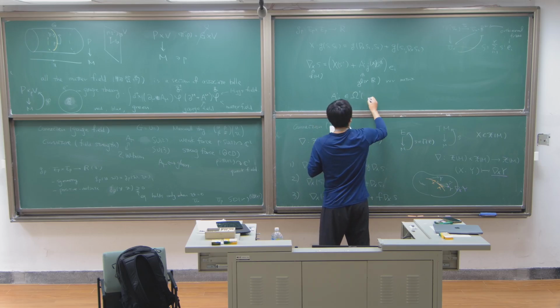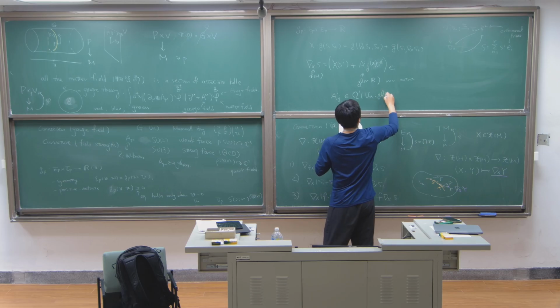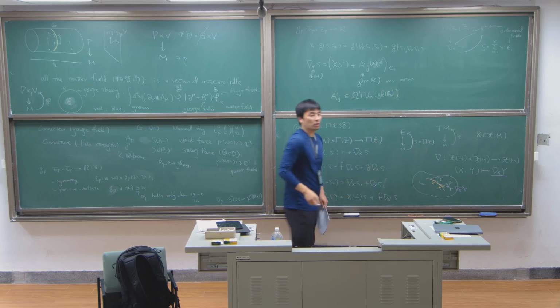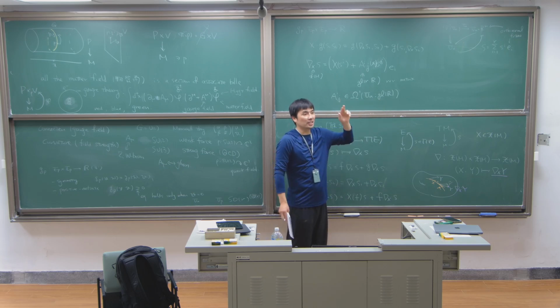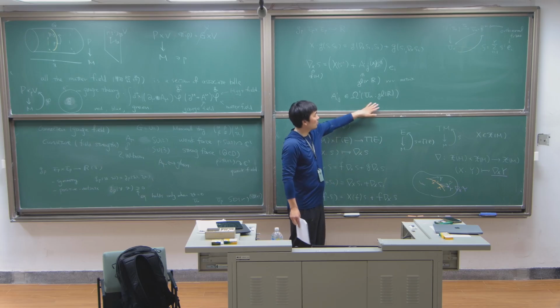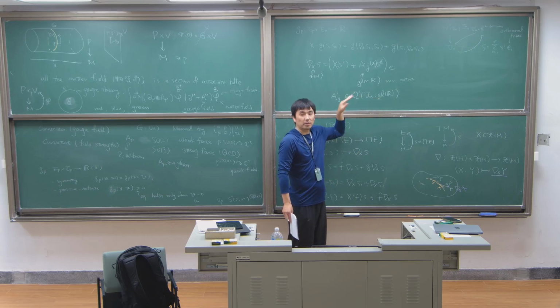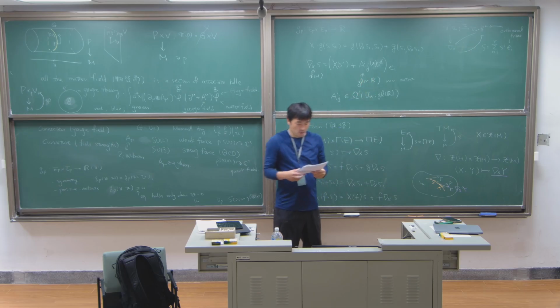Omega^1, and then U alpha and GL. Namely, A is a one-form valued in the Lie algebra g. Okay. So it is a matrix-valued one-form on U alpha. Okay. So this expression is a very local expression.